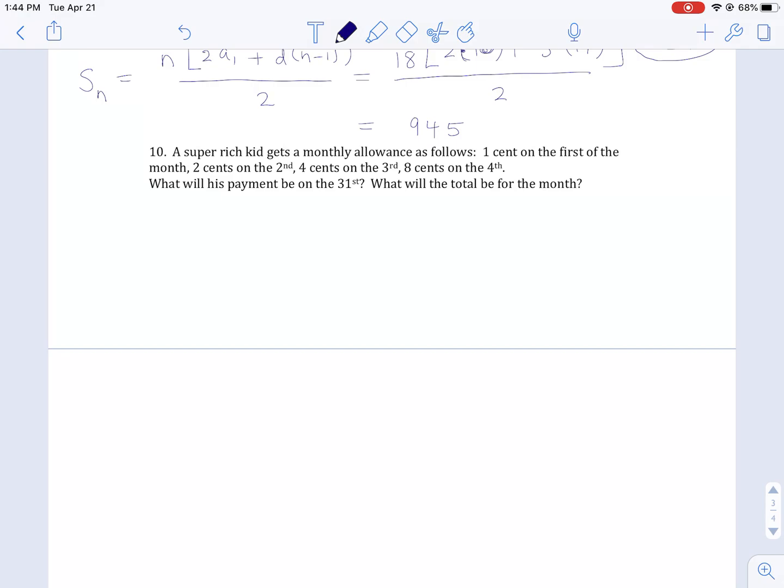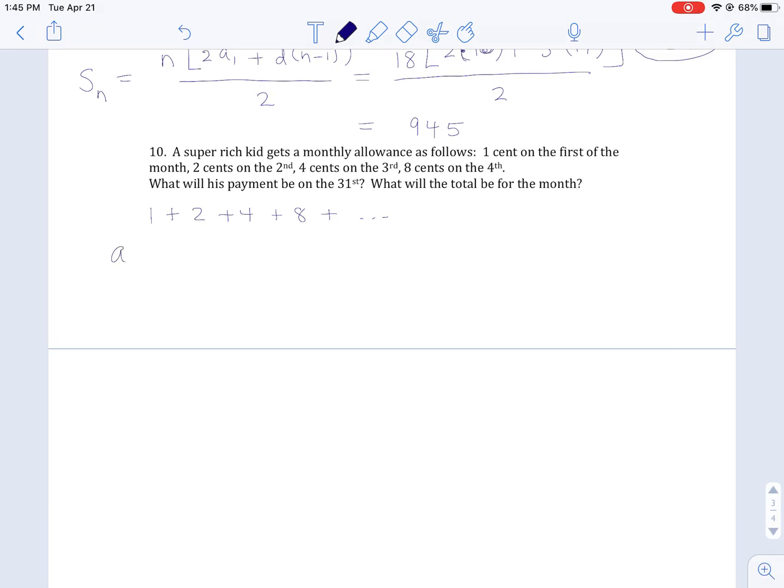Here's a kid. He gets 1 cent on the first day, 2 cents on the second, and then 4 cents, and then 8, and so on and so forth. Doesn't seem like much, but if you keep doubling, those numbers will get pretty big. Notice I did it in terms of cents. I didn't want to deal with decimal points. I didn't want to say 0.01 and 0.02. So let's look at what he gets on the 31st day.